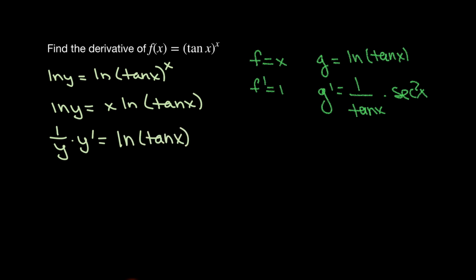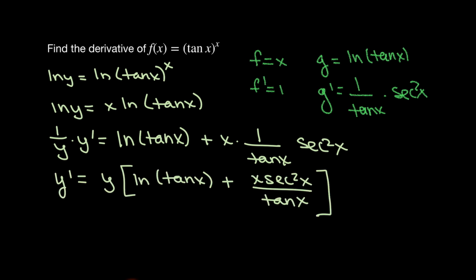So we can put this into our product rule then. F prime times g would be 1 times natural log of tangent of x. And g prime times f, that's going to be x times 1 over tan x times secant squared.